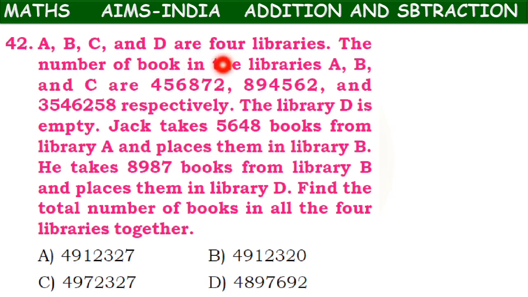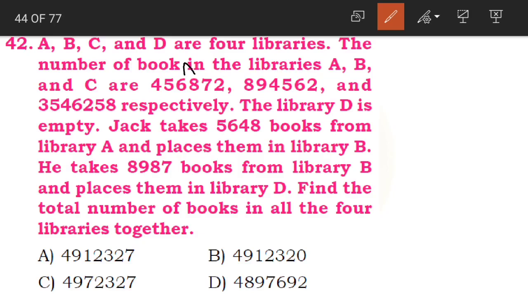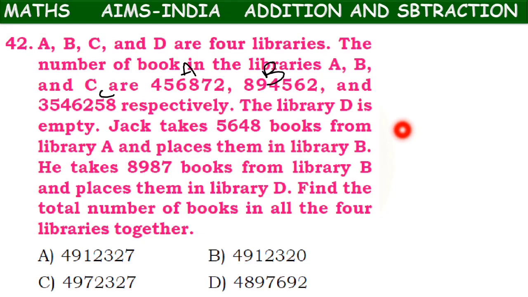Now moving on to question number 42. A, B, C and D are 4 libraries. The number of books in the libraries A, B, C are 4,56,872, 8,94,562 and 35,46,258 respectively. Yes, this is the books in A, this is B and this is C. Now the library D is empty. What about library D? It is empty children.